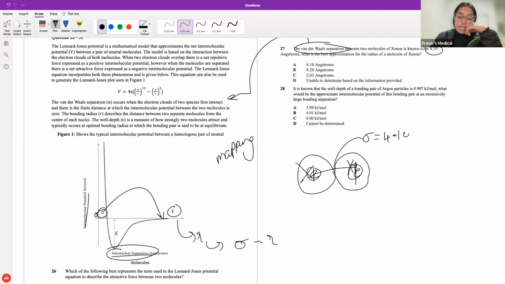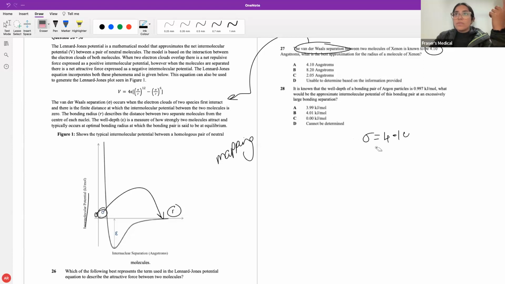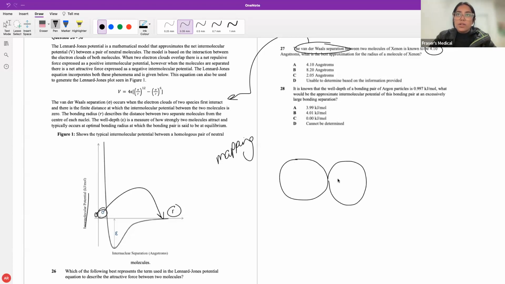Any questions from that reasoning? Yep, makes sense. Yeah, sure. So we went, okay, the question is asking us about van der Waals separation. We asked, what is van der Waals separation? Well, van der Waals separation is when the electron clouds first interact. So here is my xenon molecule, and here is my other xenon molecule, and that's when their electron clouds are first interacting. We know that the distance at which they first interact is called van der Waals separation, but we don't know what the value of 4.10, which we're given here, means.